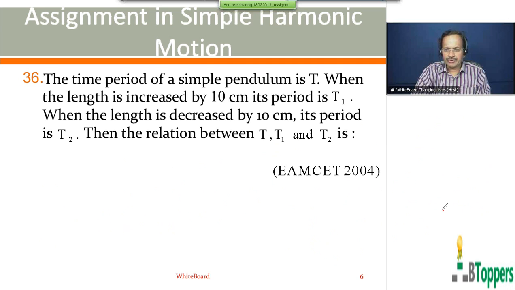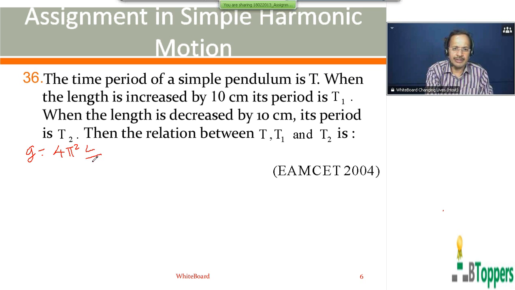So look at the next question, question number 36. The time period of a simple pendulum is capital T. When the length is increased by 10 centimeters, its period is t1. When the length is decreased by 10 centimeters, its period is t2. What is the relation between t1 and t2?